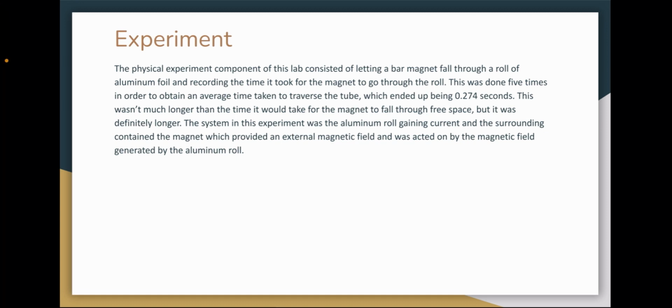The system in this experiment was the aluminum roll gaining current, and the surrounding contained the magnet, which provided an external magnetic field and was acted on by the magnetic field generated by the aluminum roll.